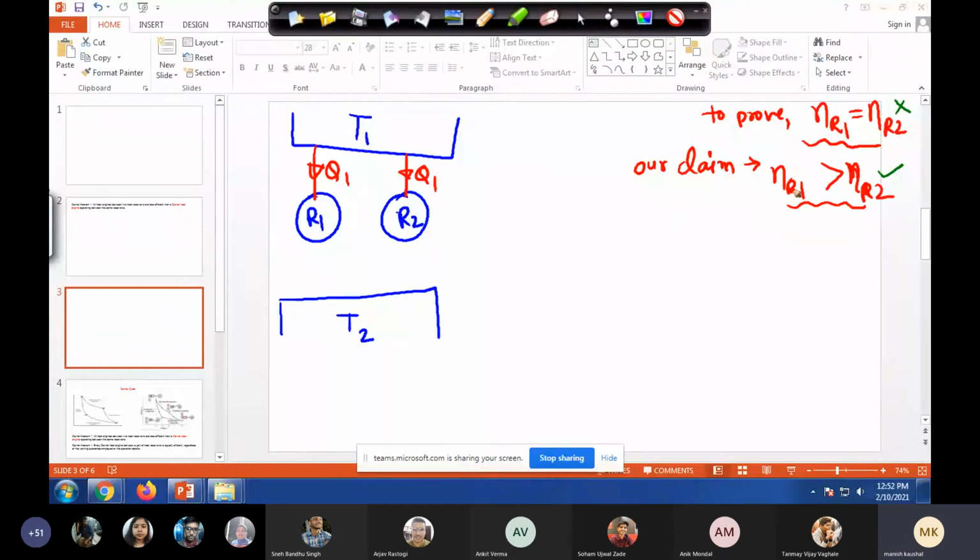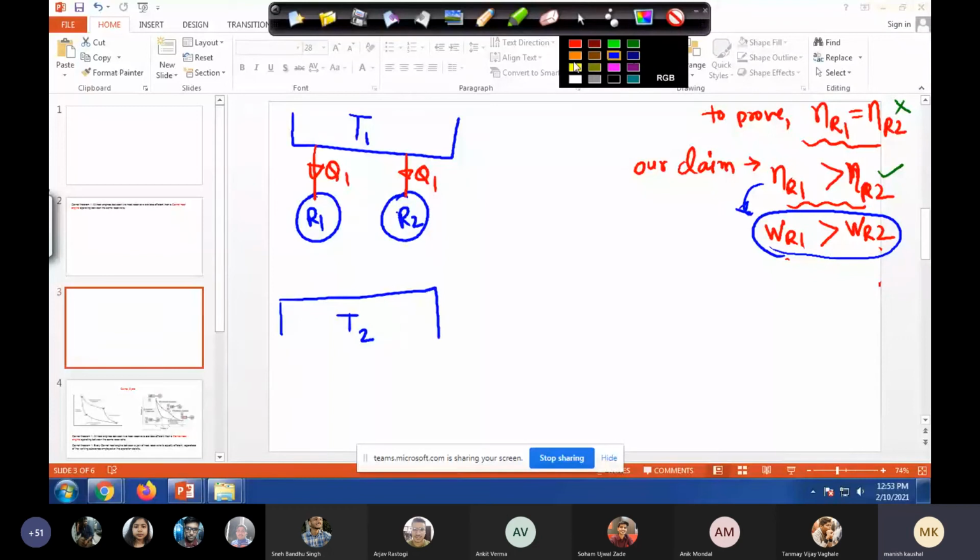Now, if we are saying that, we are simply saying that WR1 is greater than WR2, no doubt, because the denominator is the same, right? Because eta R1 is nothing but WR1 by Q1. This is also Q1. So Q1 gets cancelled. So of course WR1 is greater than WR2. So let's encircle this. This we have according to this claim.